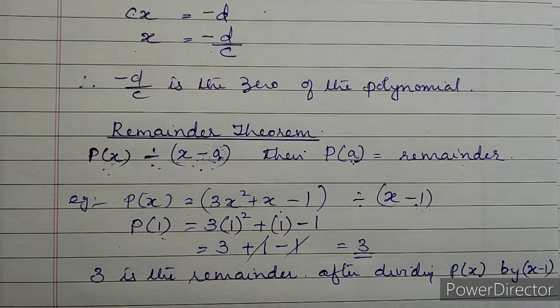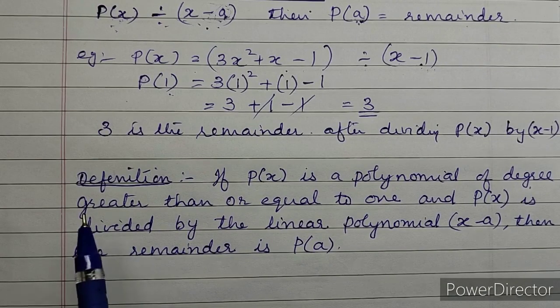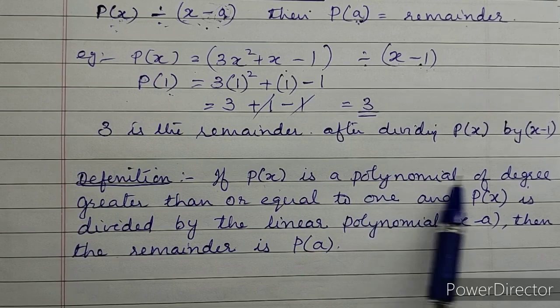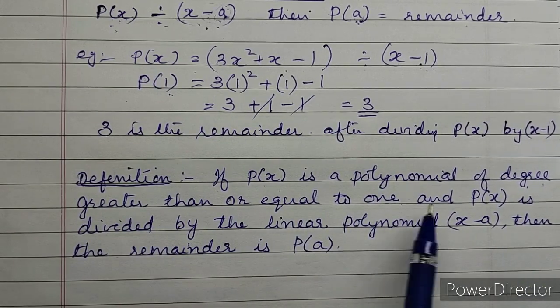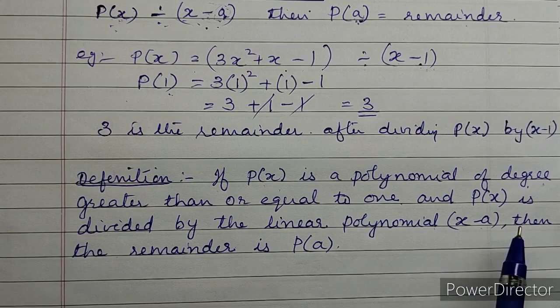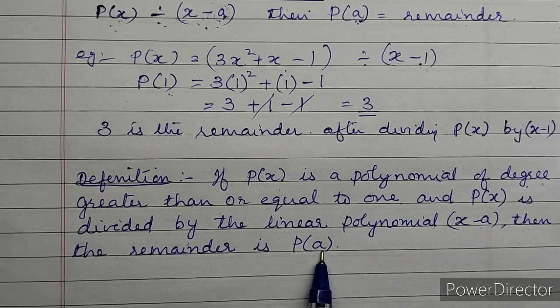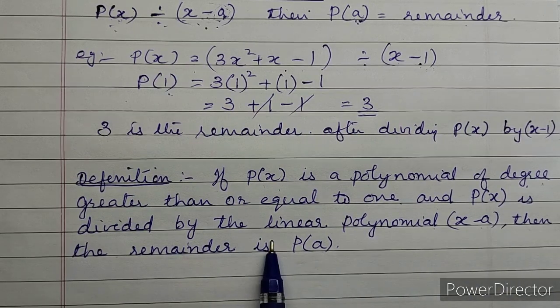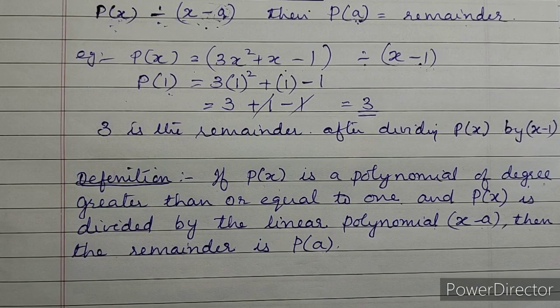Hope you understood, children. The definition I will give you now. Definition of remainder theorem. If p of x is a polynomial of degree greater than or equal to 1, and p of x is divided by linear polynomial x minus a, then the remainder is p of a. So p of a will give the remainder. This is called remainder theorem. So you have to learn this by heart. This theorem statement is important, and even the sums also, how to find the remainder. Find the remainder of the polynomial when it is divided by another binomial. That also is important only. Now we will pass on to the exercise sums.